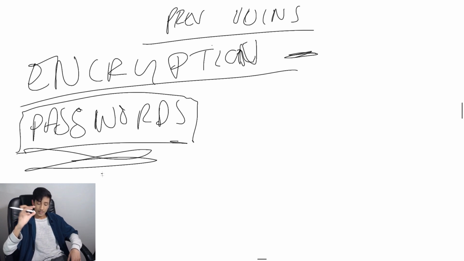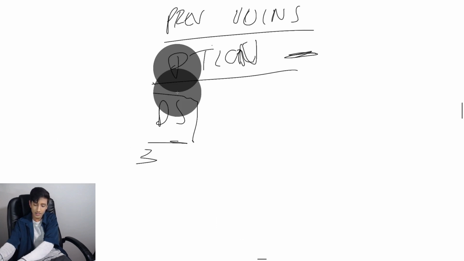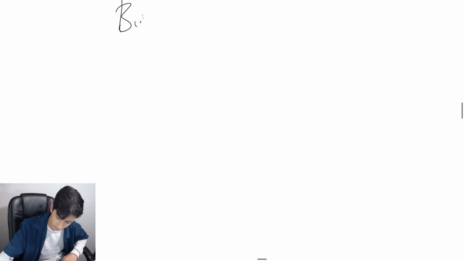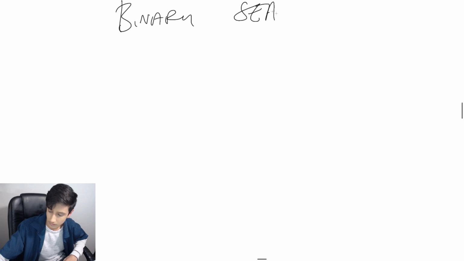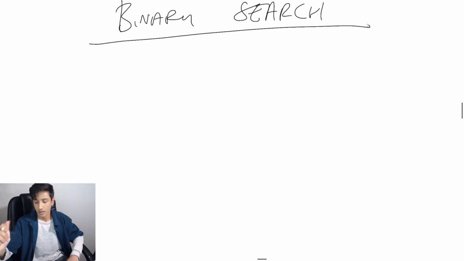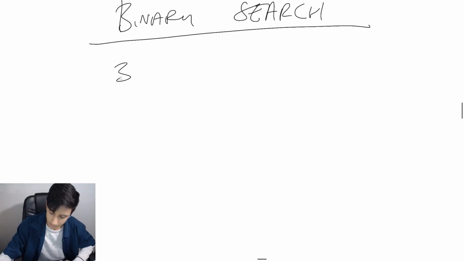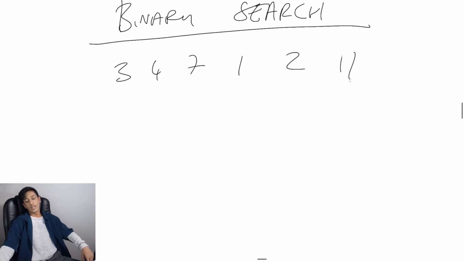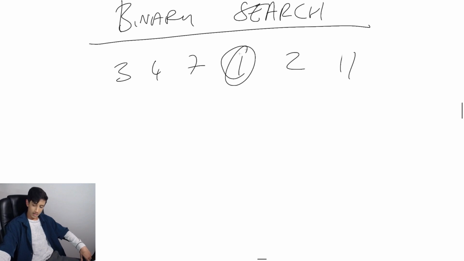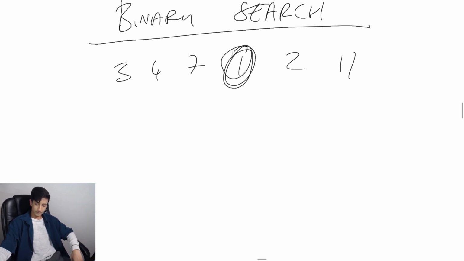Then the next thing I want to go over is searching and sorting algorithms. So binary search, let's go over this one. We have a list of 3, 4, 7, 1, 2, 11. Now we take the middle number, and if there isn't one, we take the one to the right, and say we're looking for the number 7.